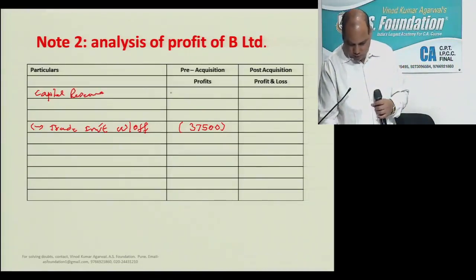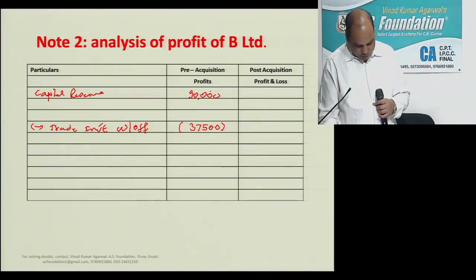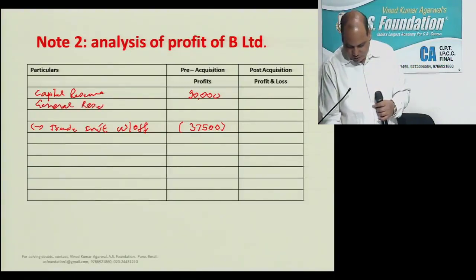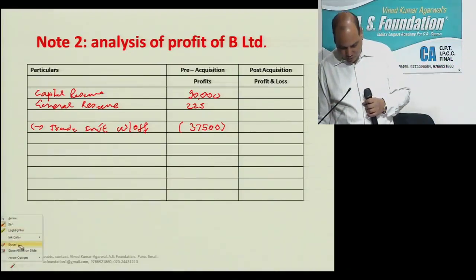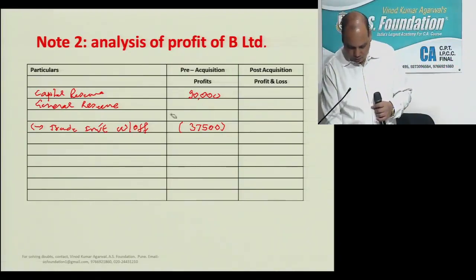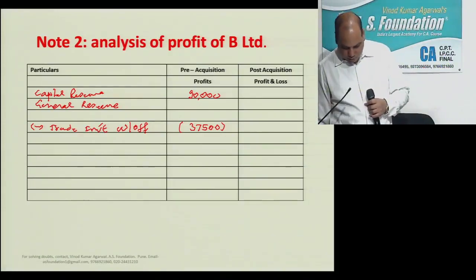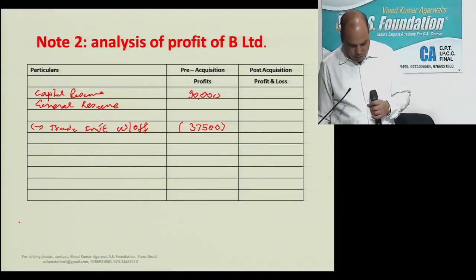Capital reserve of B is 90,000. 1st January, general reserve. How much is it on January, 2 lakh? 1 lakh 50. Okay, wait. 1,50,000 is right. Wait, don't write more than me.